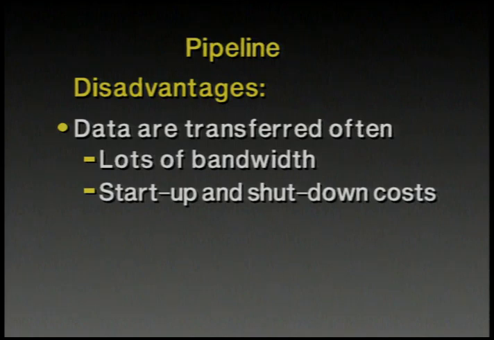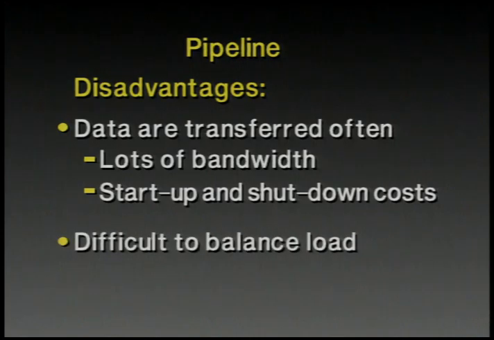In particular, if the individual processes along here are themselves pipelined, it takes some startup time to get them going with a new batch of data, and there's some shutdown cost when they're finishing up. A second problem is it's very difficult, nearly impossible, to balance the load on the processors in a pipeline architecture.